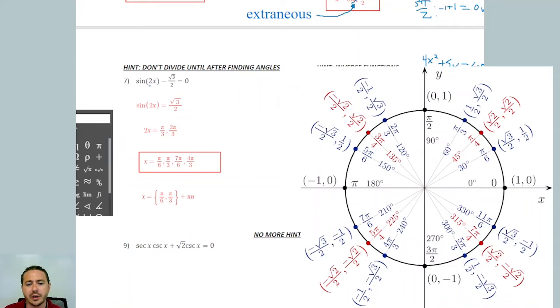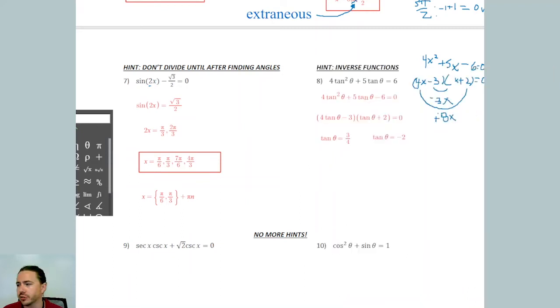So what we want to do is we want to use inverse functions. Oh, goodness. Unit circle, you're in my way.